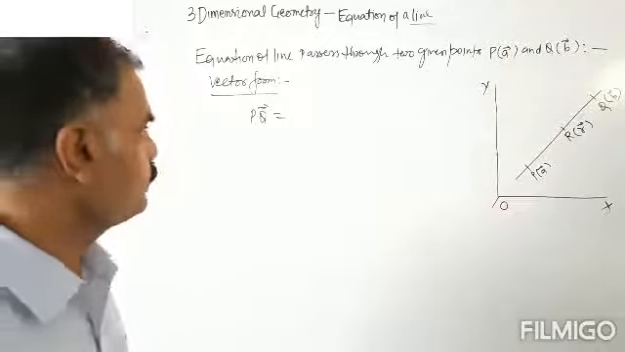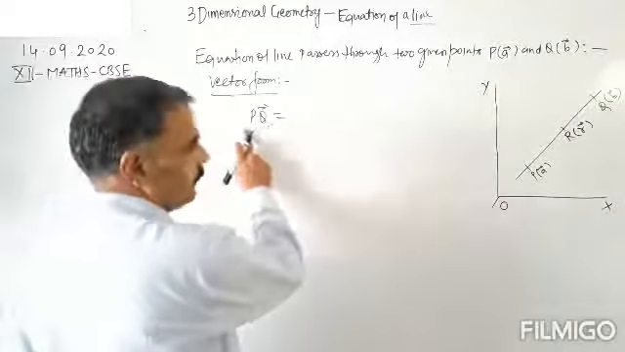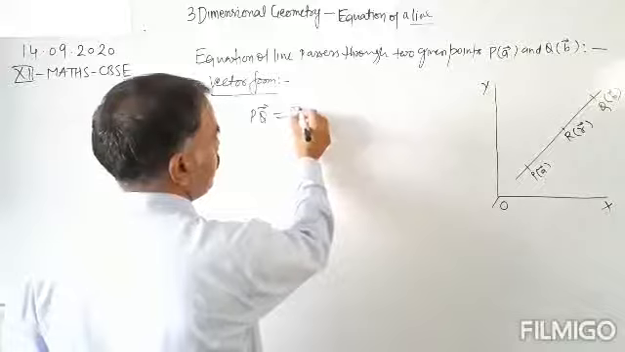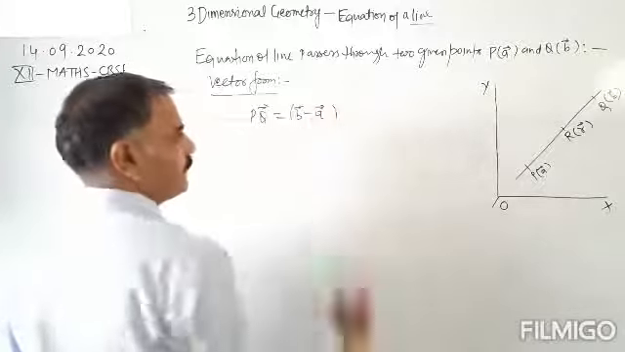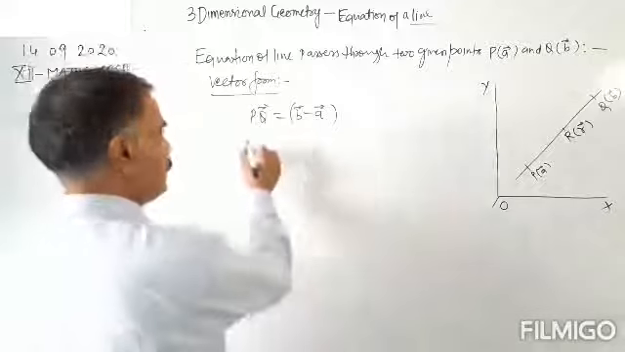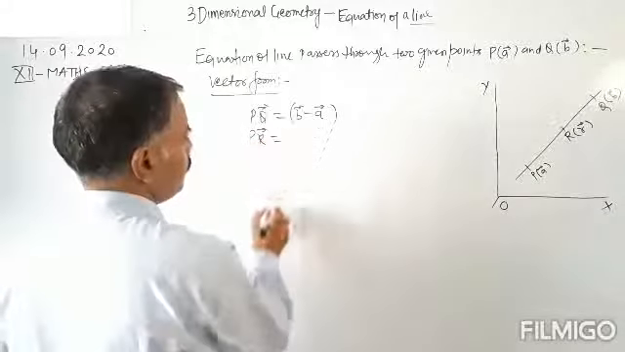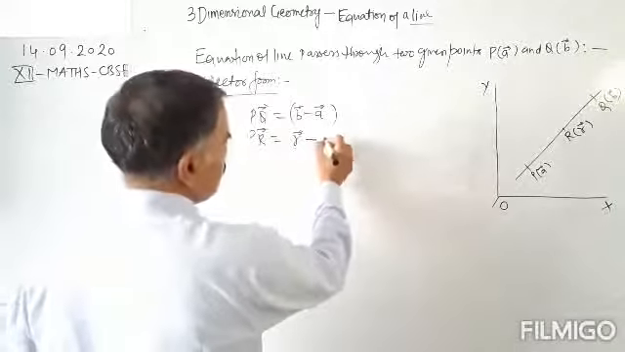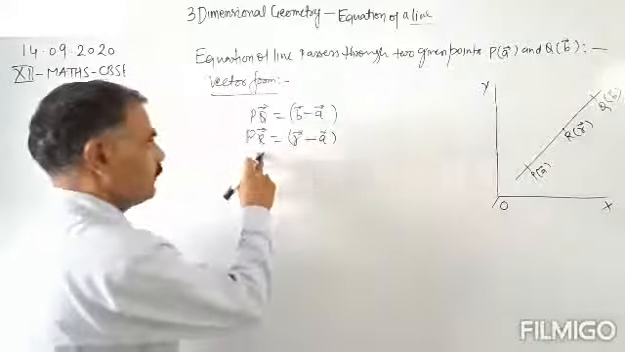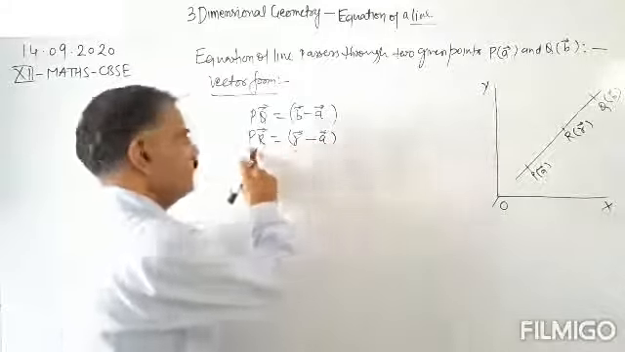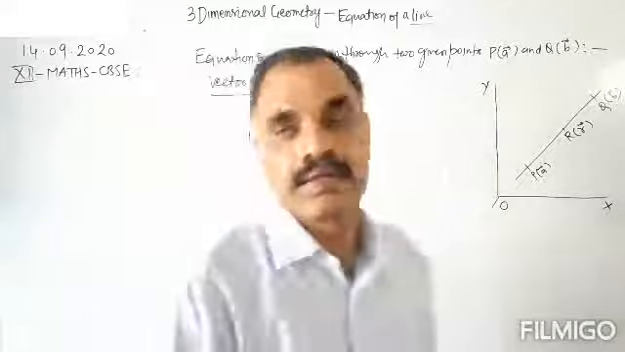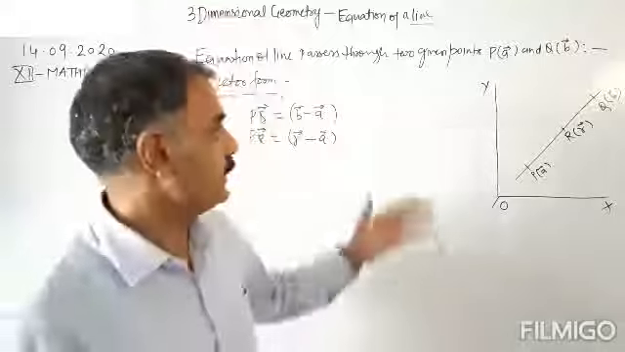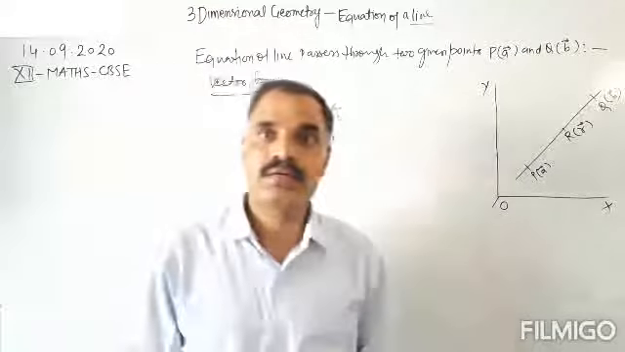PQ vector is equal to the position vector of Q minus the position vector of P, the position vector of the terminal point minus the position vector of the initial point, that is b vector minus a vector. And PR vector is the position vector of R, that is r vector, minus the position vector of P, that is a vector. So r vector minus a vector. Okay, we have found two vectors, PQ vector and PR vector.